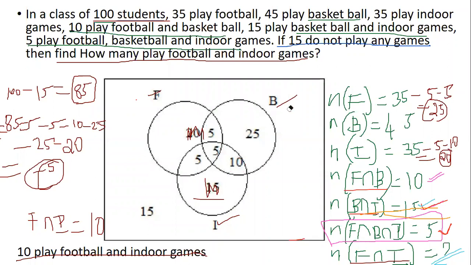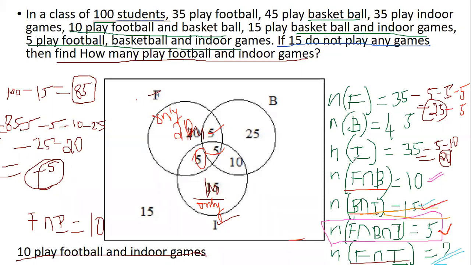Now after finding F intersection I as 5, next I am supposed to find the number of players who play only football and only indoor games. Only is important. Out of this 35 minus 5 and minus 5, which I already considered, I am supposed to do another minus 5. That is this value which we got. So 25 minus 5 will give me 20, which is only football players.